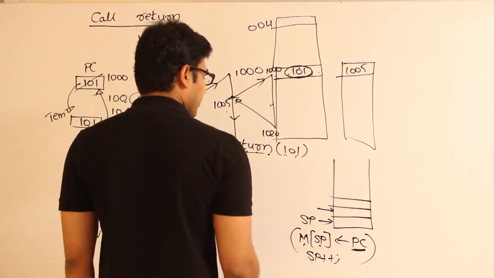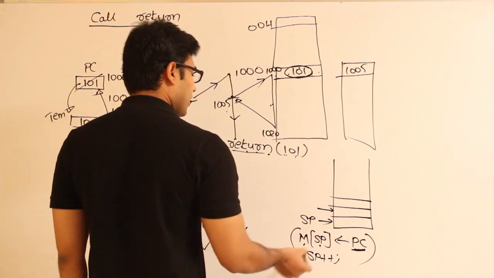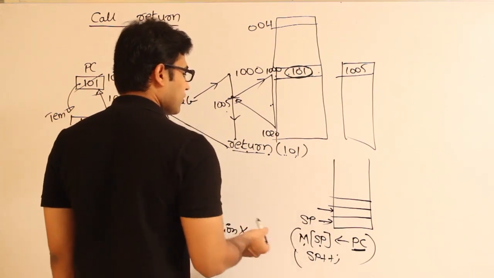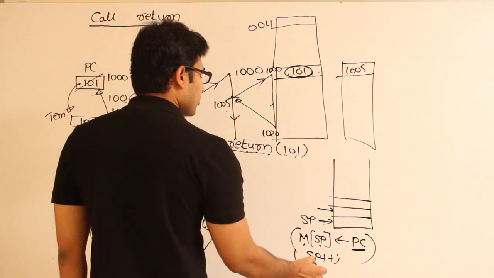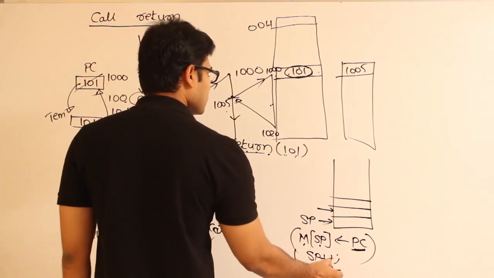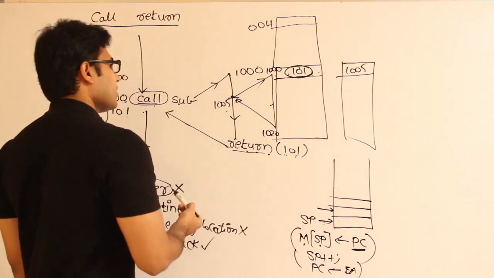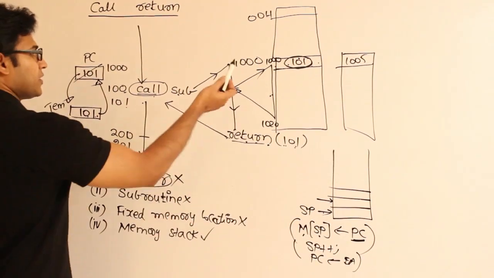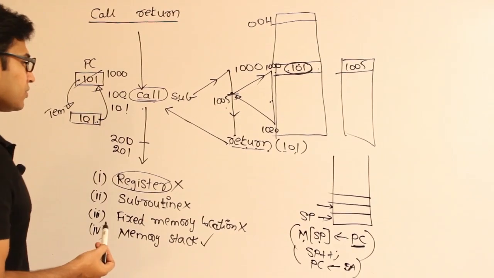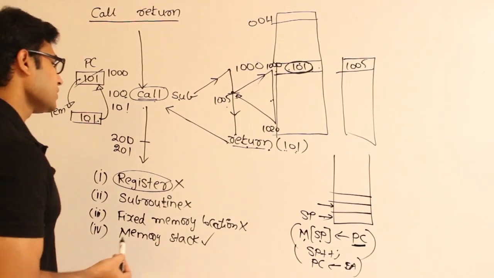Right? And then after that you have to load the effective address of the function into the program counter. The program counter has to be loaded with the effective address. What is the effective address? The address of this function. Got it? That subroutine. And what will the return address do?